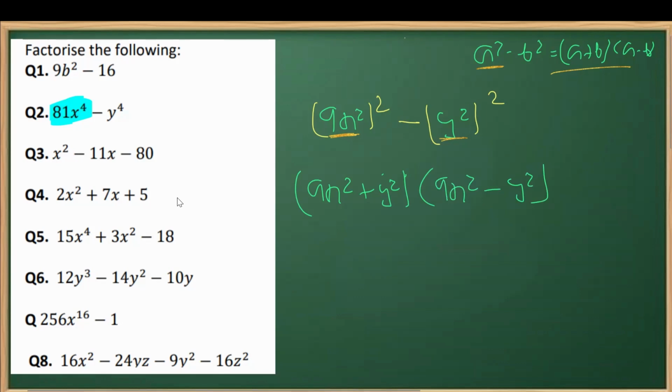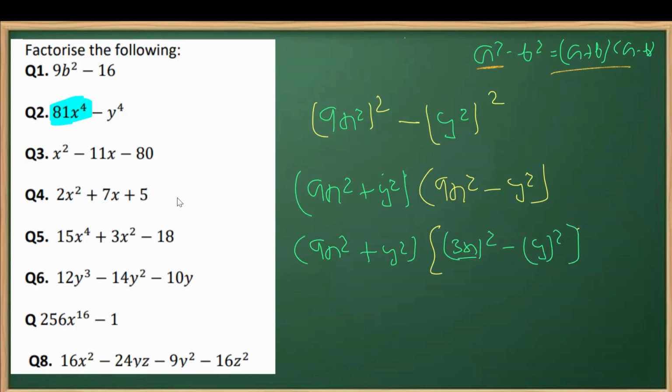Now, what you can observe is that the first part cannot be factorized, but the other can be further factorized using the same identity. Since this cannot be factorized, we can write this as it is. This is 9x square plus y square. Now for the other part, we can again factorize. We can write 9x square as 3x the whole square, and similarly y square as y whole square.